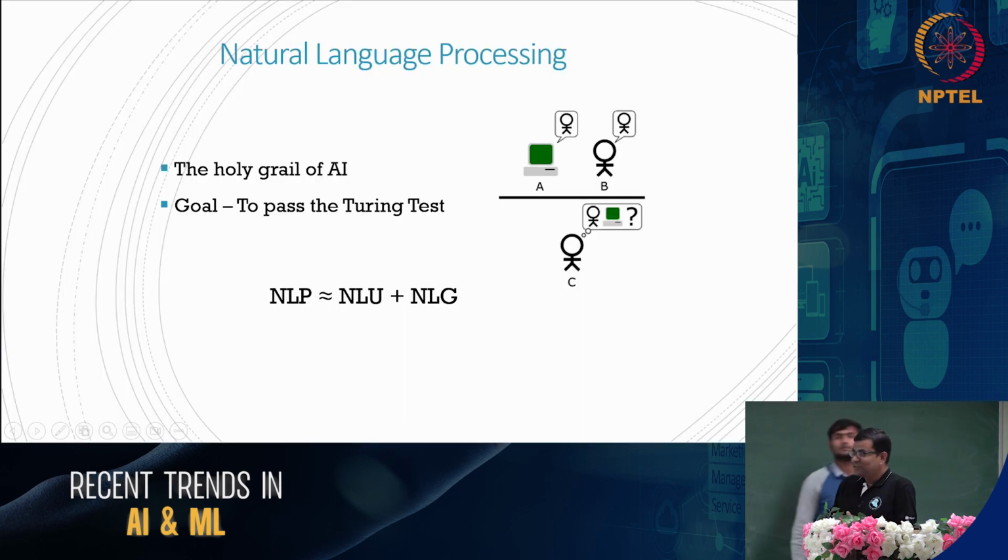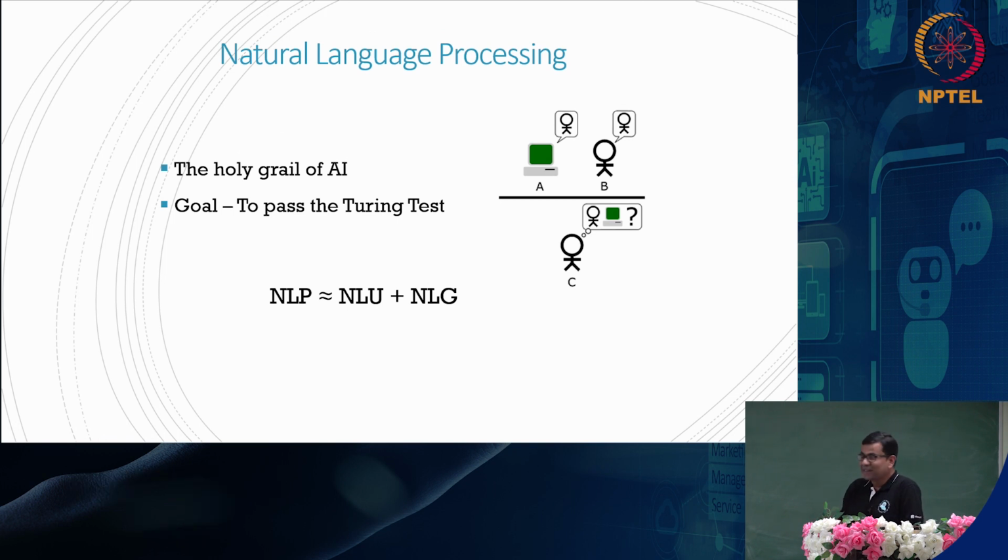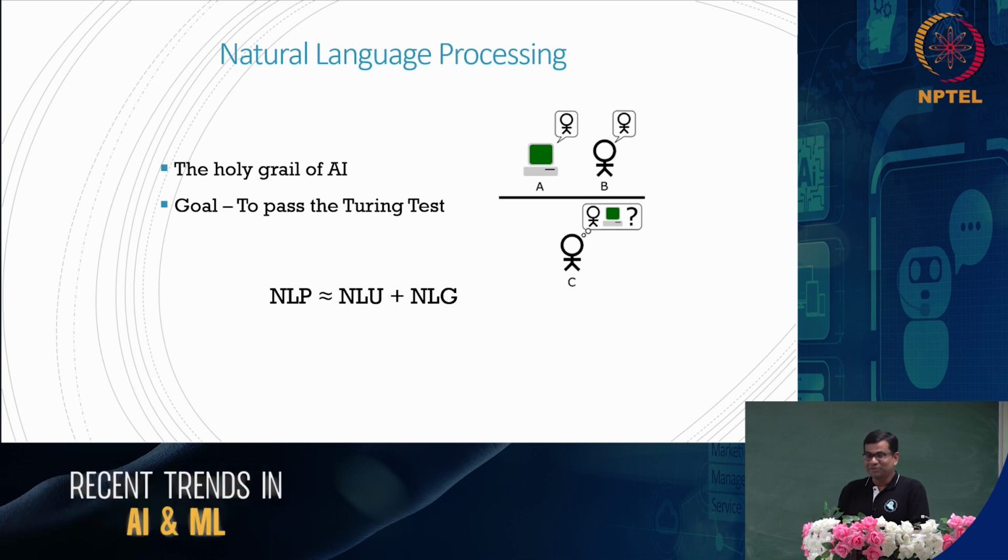Okay, so natural language processing, as you know, is the holy grail of AI. People think that if you can solve this problem, then probably you are doing real AI. Now there is debate, of course, because we are already at the end of the day. I'll tell you some stories also so that you get motivated.